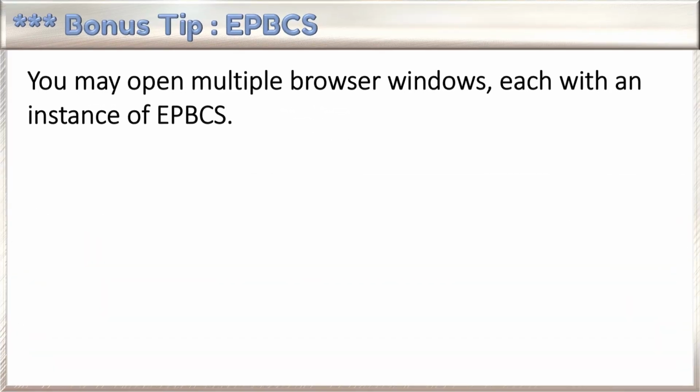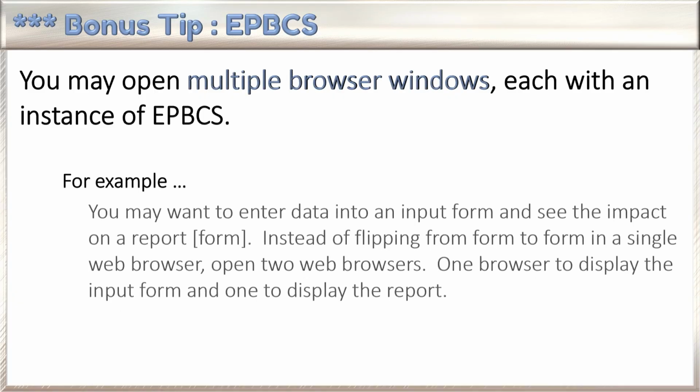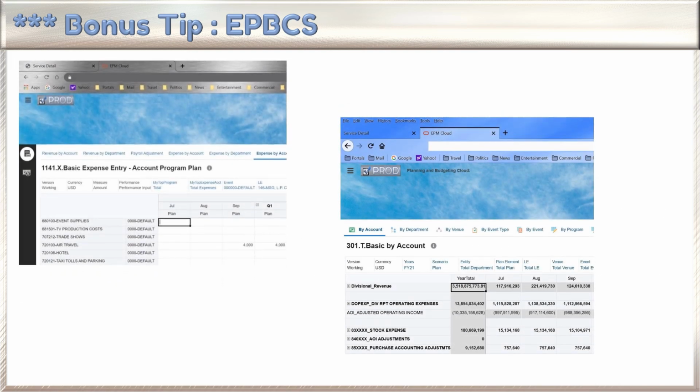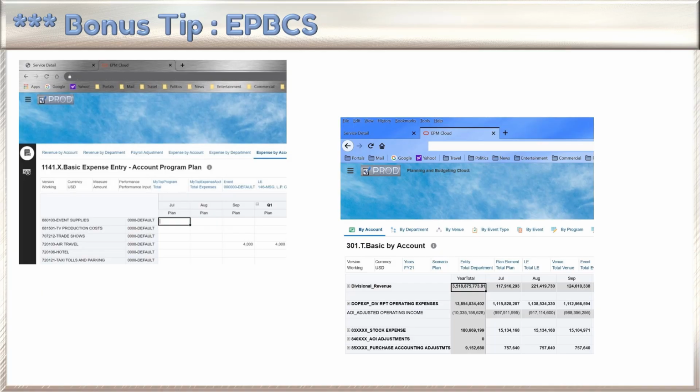I'm going to start with a bonus tip pertaining to ePBCS. When you're on the web, you can open multiple browser windows, each with a separate instance of ePBCS. So for example, you may want to enter data into an input form and then see the impact on a report. Instead of flipping from form to form in a single web browser, open two web browsers. One web browser is to display the input form, and the other is to display the report.